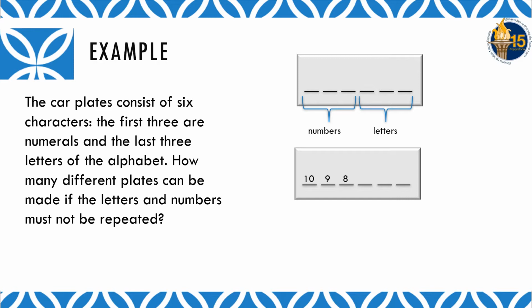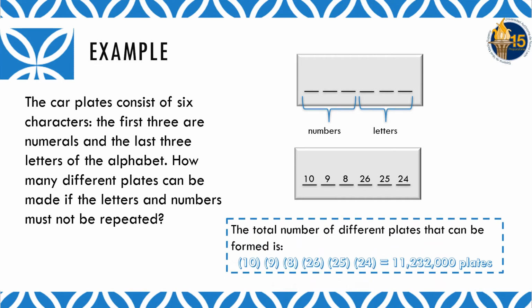The second part of the plate is formed by 3 letters. The first letter can be chosen in 26 different ways. The second one, 25 ways, and the last one, 24 ways. Then multiply these numbers together: 10 times 9 times 8 times 26 times 25 times 24. Thus, the total number of different plates that can be formed is 11,232,000 plates.